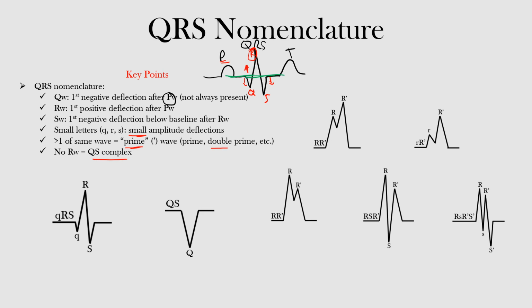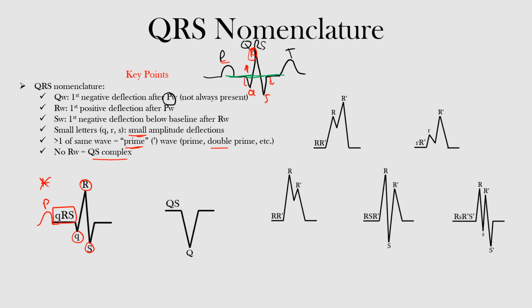So let's now go through some of these examples. So look here, this is the first basic one. We'll start here and work our way over. So this is a QRS complex. The Q, the first negative deflection, notice it's small, so we put a small q. Then we have a big R, the first positive deflection. Imagine we have a P wave before each one of these. This is our P wave, so this is the R wave, and then we have the S wave, so we call that a QRS with a small q in the beginning.